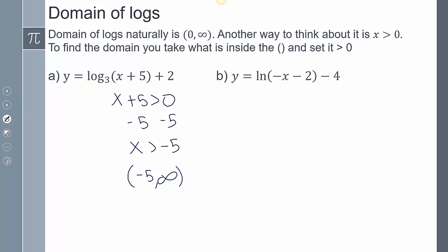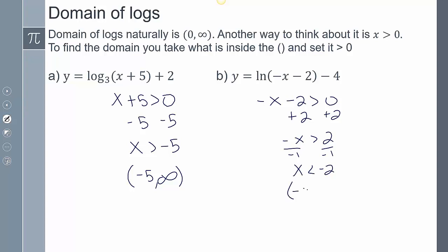On this one, I take what's inside the parentheses and set it greater than 0. Solving for x, I add 2 to both sides, and I get negative x is greater than 2. Then dividing by negative 1, I get x is less than negative 2. And so my domain is going to be from negative infinity all the way to negative 2.